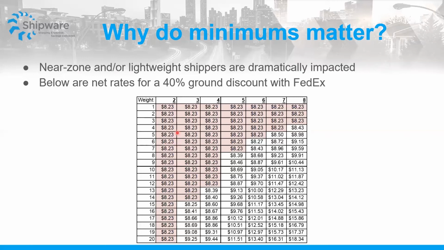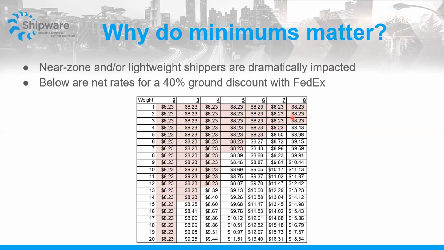So if you're a zone 2, zone 3 shipper, your products are up to 14 pounds, you're not getting that full discount, even all the way out to 20 pounds for zone 2. If you're shipping lightweight packages, so 3 pounds or less, not getting the full 40%. You're gonna pay $8.23 no matter where you're going in the country. So it's important to really be aware of what those minimums can do to your rates.